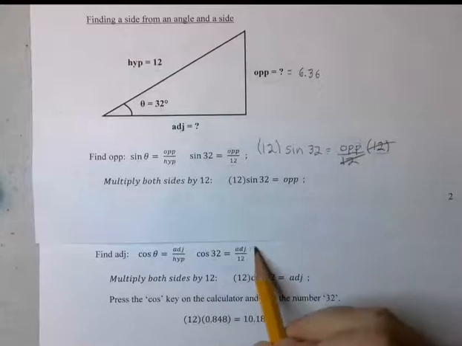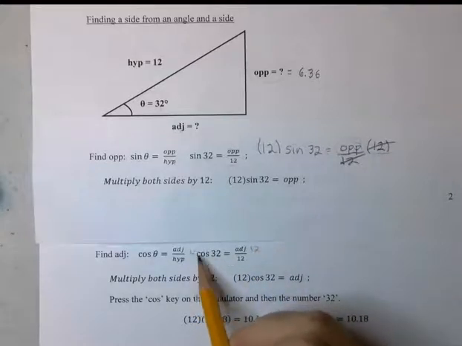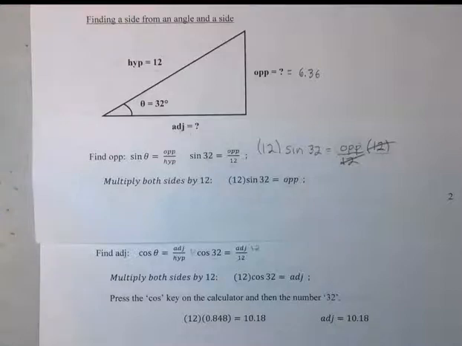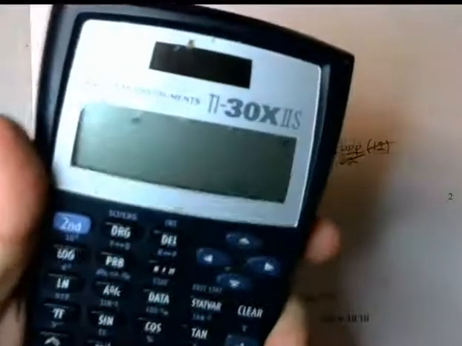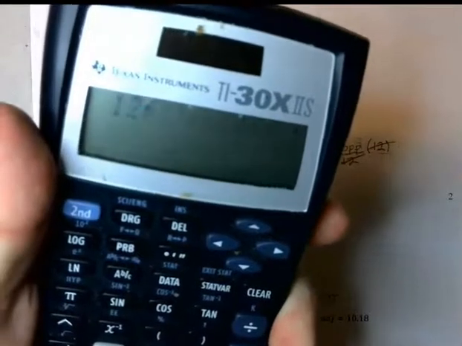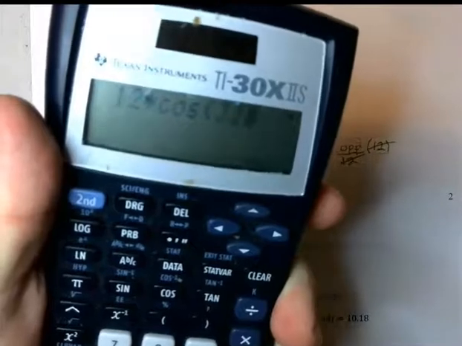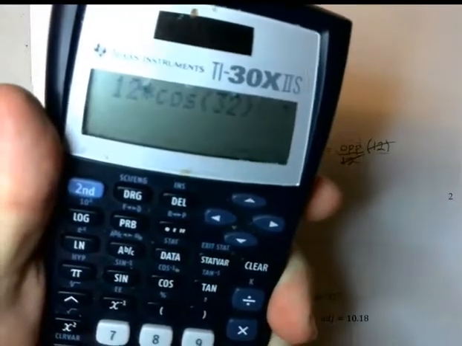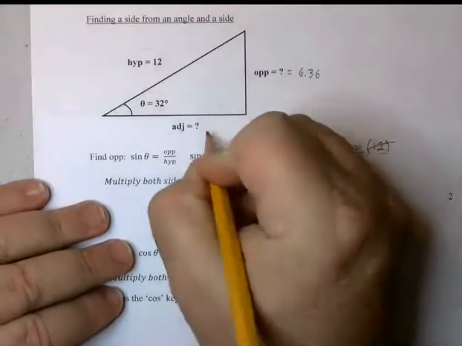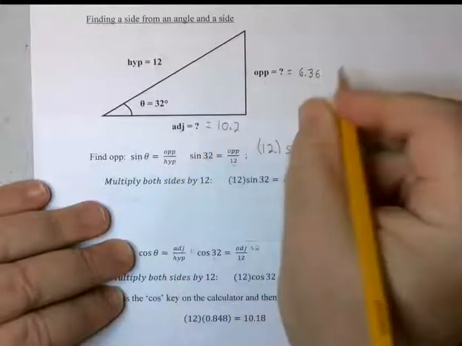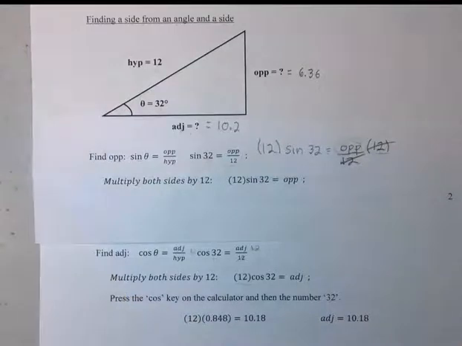So I'll do that real lightly here. 12 on that side, 12 on that side. These two cancel out, and you have 12 times cosine 32. There it is right there. So we'll go ahead and plug that into the calculator. Try to keep the glare off. So 12 times the cosine button right there, 32, close the parenthesis, and that equals, and that gives you 10.2. So the adjacent right here equals 10.2, whatever we're measuring in, centimeters, inches, whatever you happen to be measuring in.